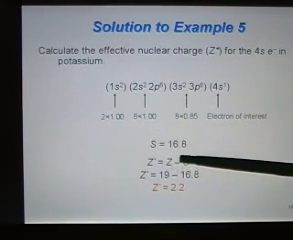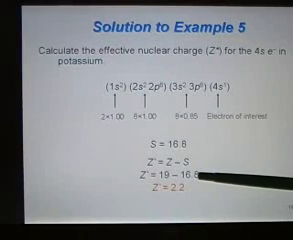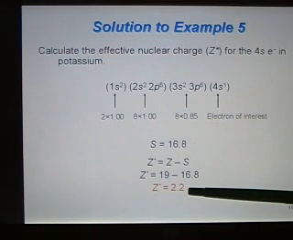To calculate the effective nuclear charge, you take the atomic number for potassium, 19, minus the shielding constant, 16.8, and you get an effective nuclear charge for potassium of 2.2.